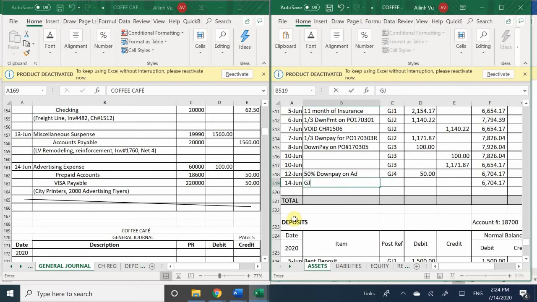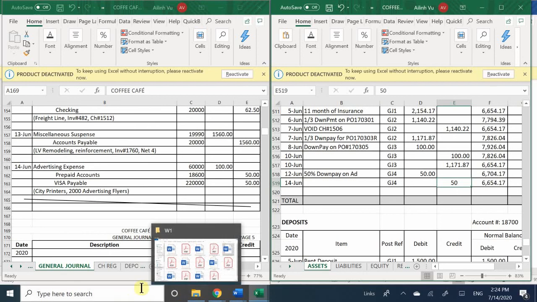So General Journal number 4. Oopsies, I'm in the wrong line. Wait. Yes. I am in the wrong line. All right, so General Journal number 4, and I'm going to credit my account for the $50. So now my account balance went back down to 6654.17. Okay. And then lastly, what else did I do?